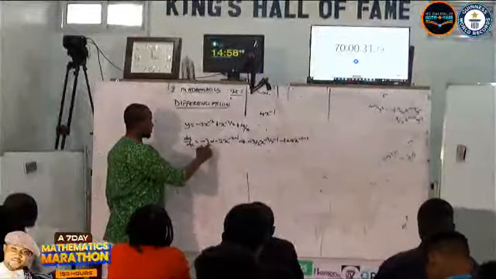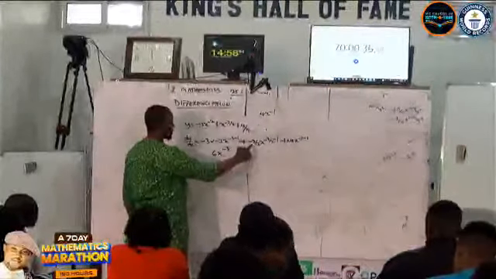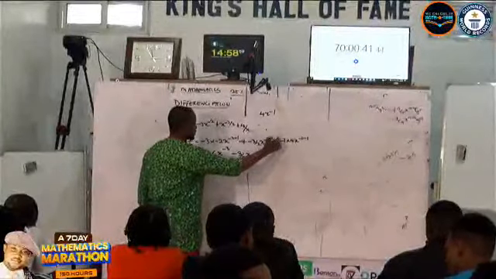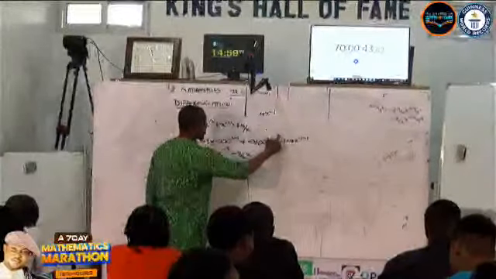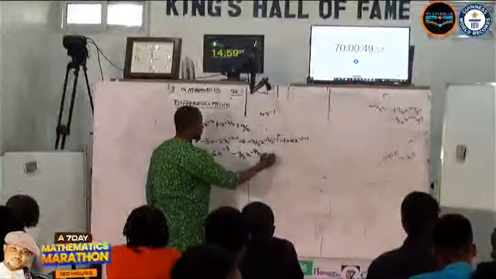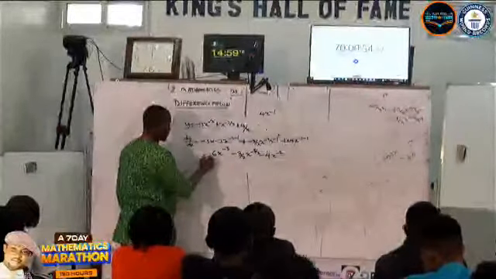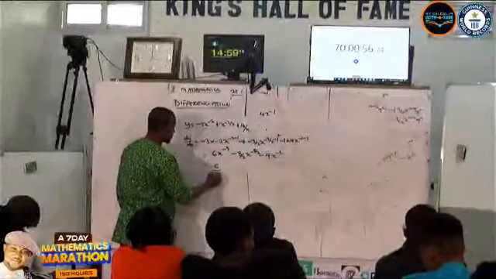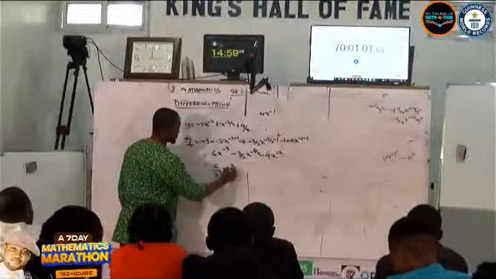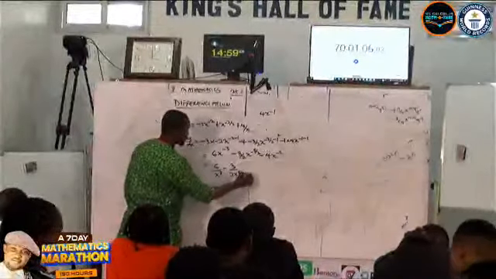So this is 6x^(-3), minus 3 over 2 x, 3 over 2 times 1 is 3 over 2, minus 3 over 2 minus 1 is minus 5 over 2, minus 4x^(-2). So this will now be equal to 6 over x^3 minus 3 over 2x^(5/2) minus what?